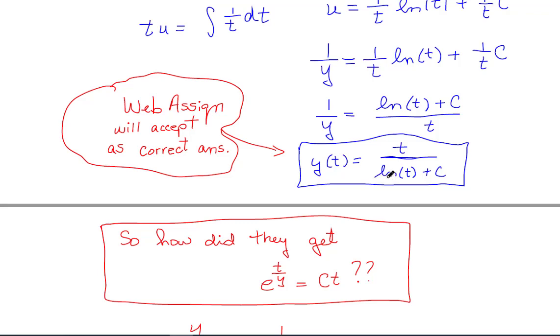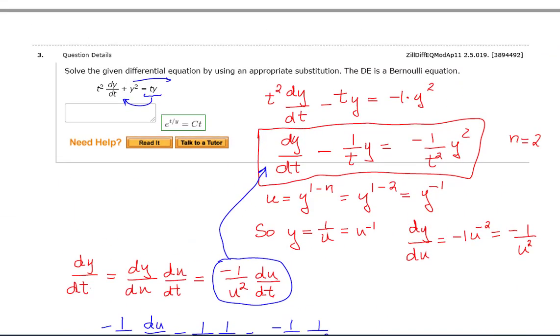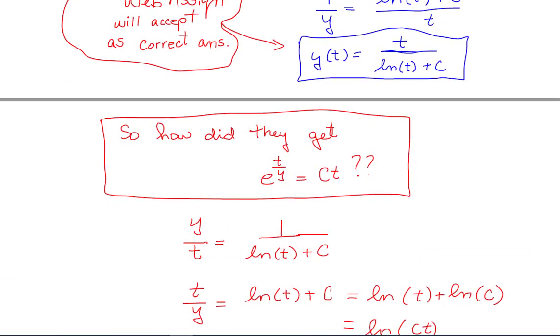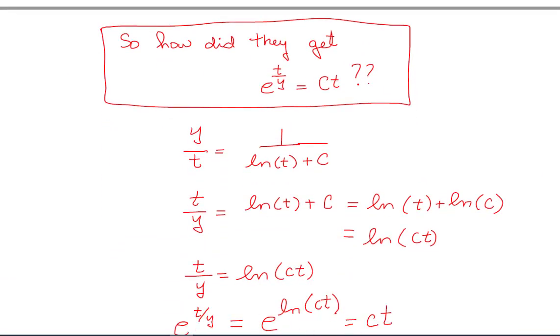Now, when you put this into WebAssign, it will accept that as the correct answer. But if you go back up to the printed solution, here is the suggested answer that WebAssign gives when it writes out the solutions, which looks very different from the thing we just got. So how did they get from the correct answer to something extremely strange? All right, well, let's see.